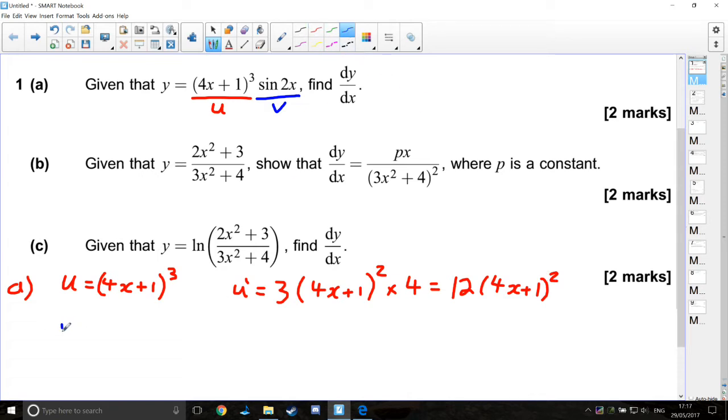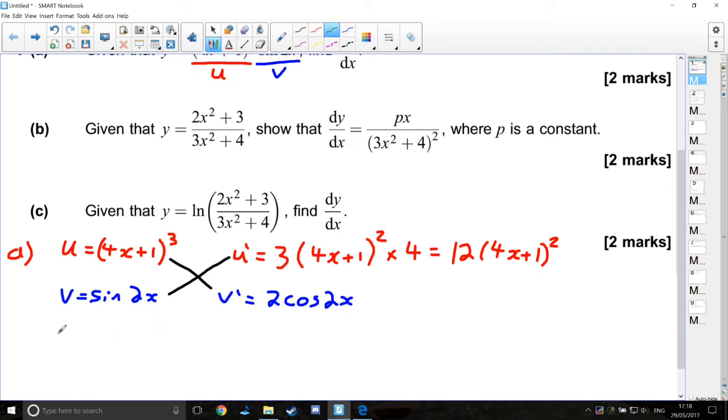For the v part, v equals sine 2x, and v dash is then 2, the 2 comes out from the chain rule, and then cos 2x, because sine differentiates to cos. And this is a product rule, so it's this multiplied by this plus this multiplied by this.